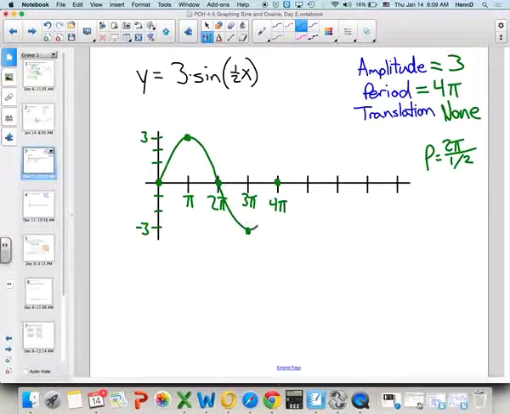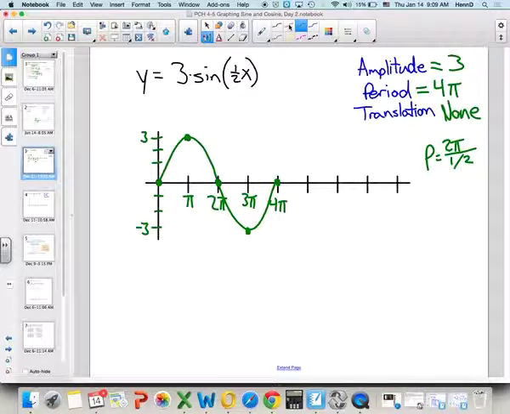I can now draw my curve. And that's exactly what I want to see every time I ask you to sketch a sine curve or a cosine curve. Is the cosine graph the same or just with different numbers? If this were cosine, the amplitude and period and translation all behave the same way.